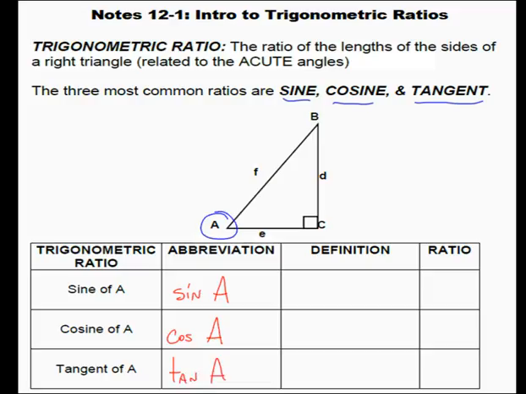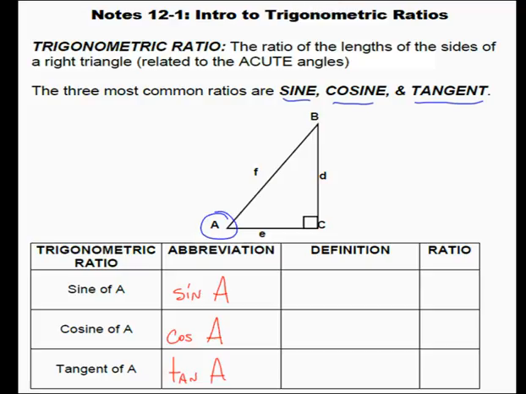A definition for each of these, the way we like to think about these things: the sine is going to be the adjacent side compared to the hypotenuse. Cosine is going to be the opposite side. That's backwards. That isn't going to work. Let's try this again.